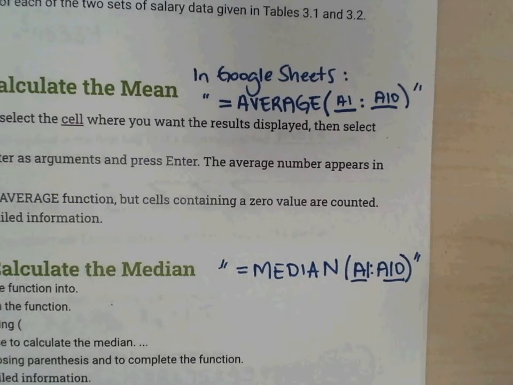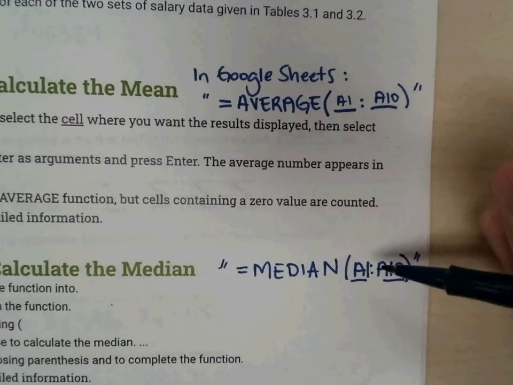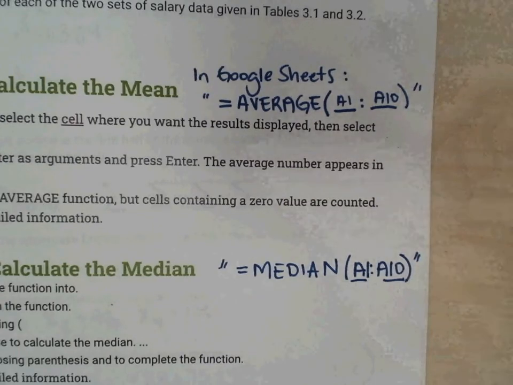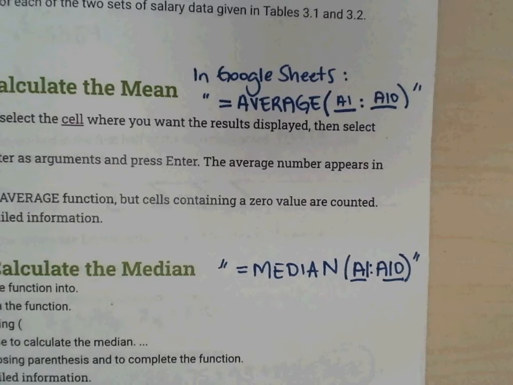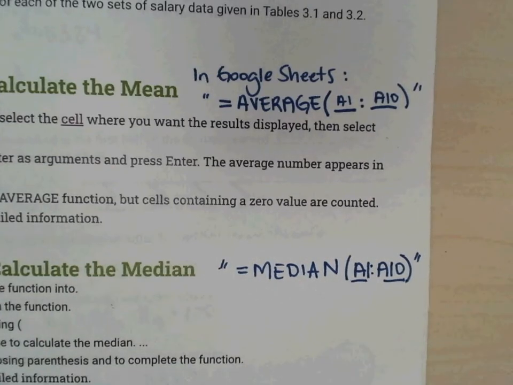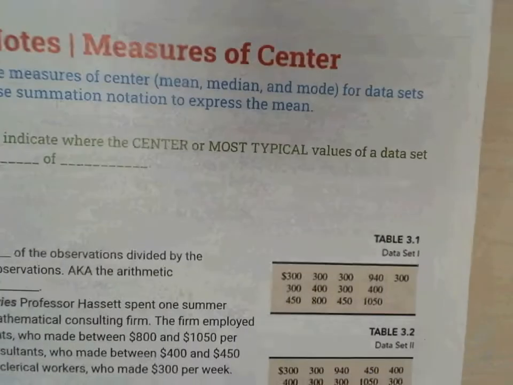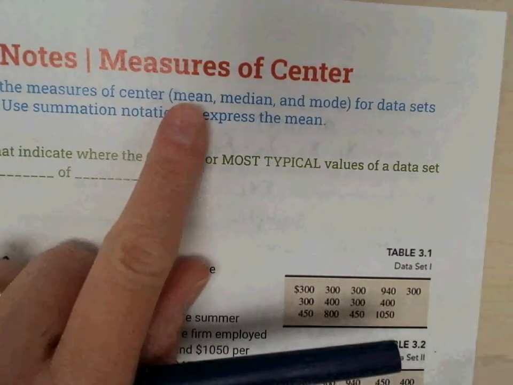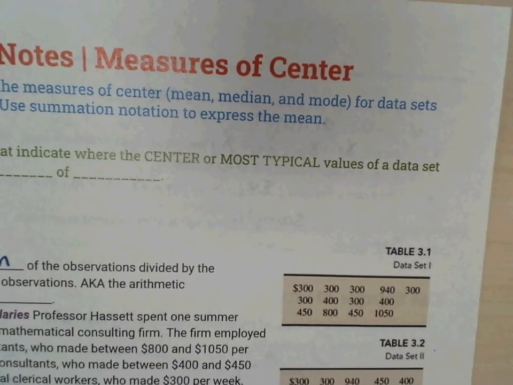A1 colon A10 or whatever those values may be. You can always put them in order and do our trick, n plus 1 divided by 2, and just find the position, or you can use this function, which is just a little quicker. That concludes our notes for 3.1. Toodaloo. Notes, measures of center.